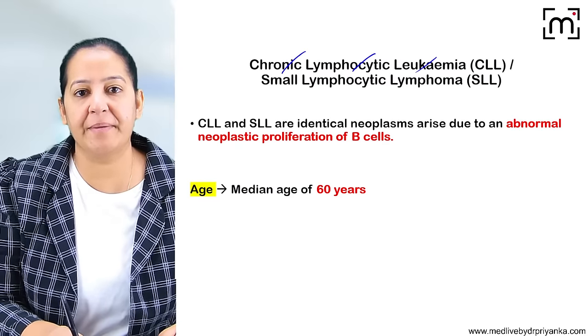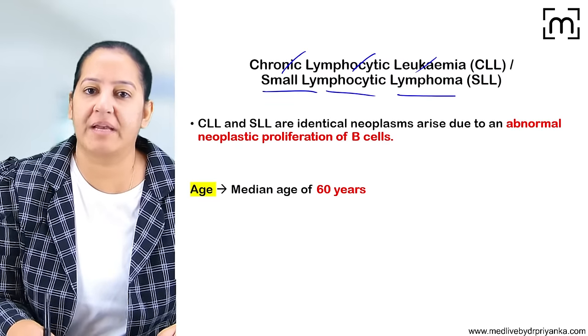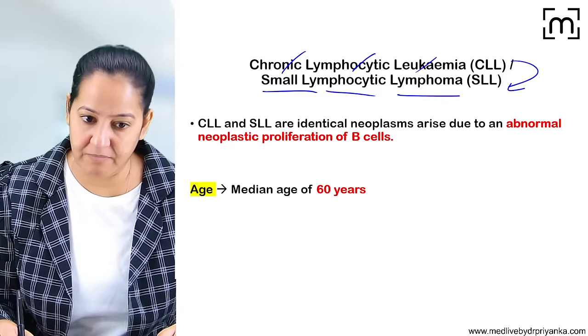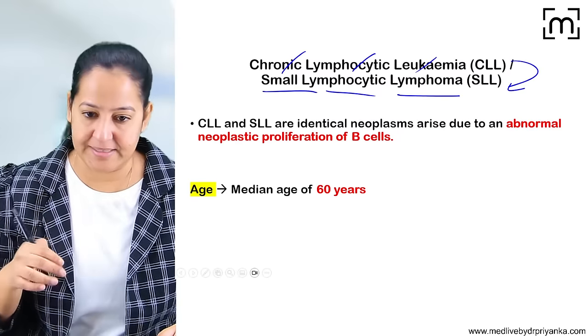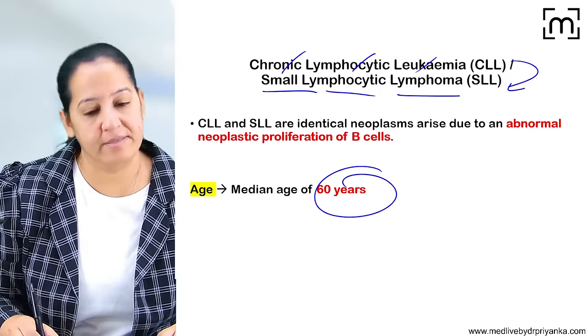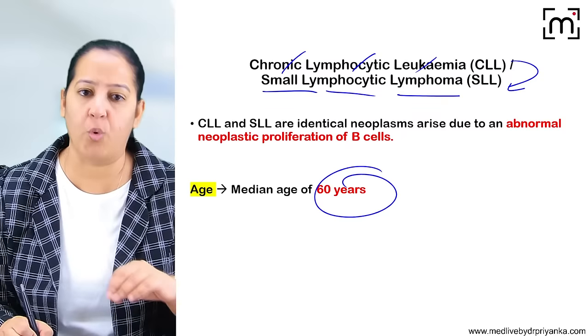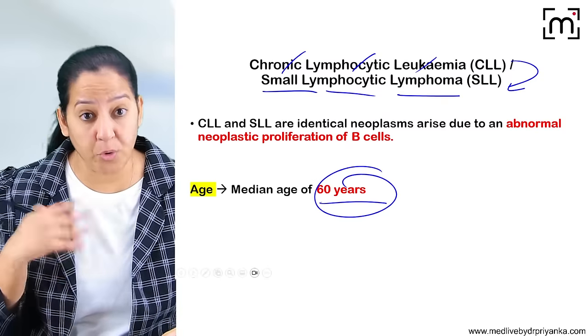Chronic lymphocytic leukemia, also known as small lymphocytic lymphoma. Sometimes this converts into lymphoma. So it is CLL or SLL, one and the same. Age is over 60 years. Median age is 60 years. It occurs in old age only. So usually 60 years or more than 60 years.